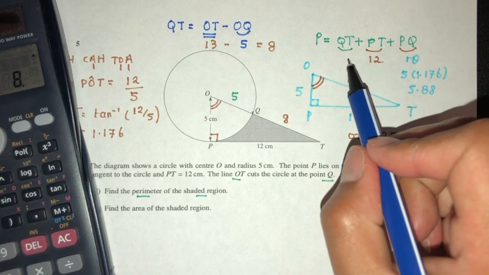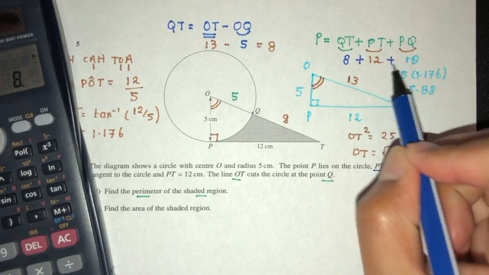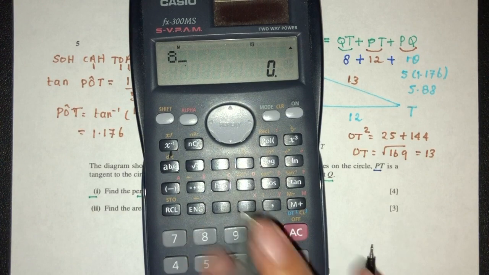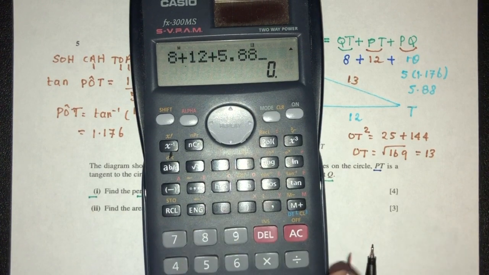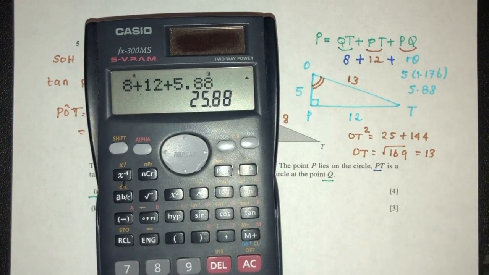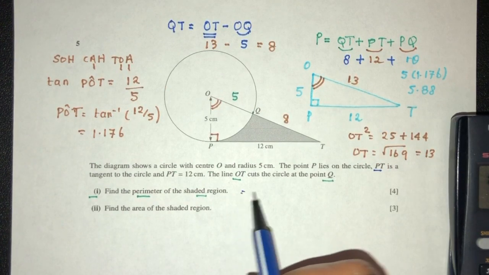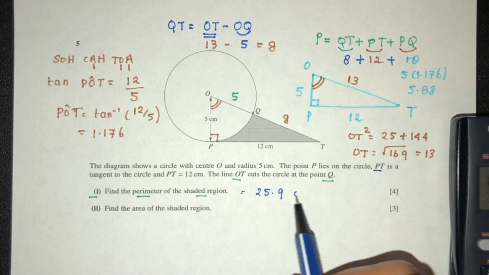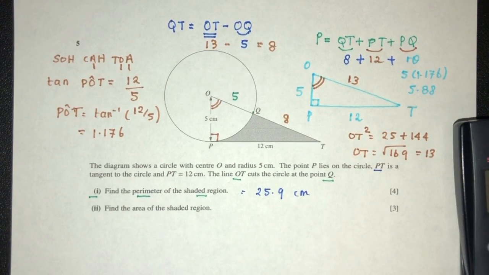So here we have 8. So add, let's see, what do we have? 8 plus 12 plus 5.88. That should be 25.9, correct to 3SF. That is part 1 of the question.